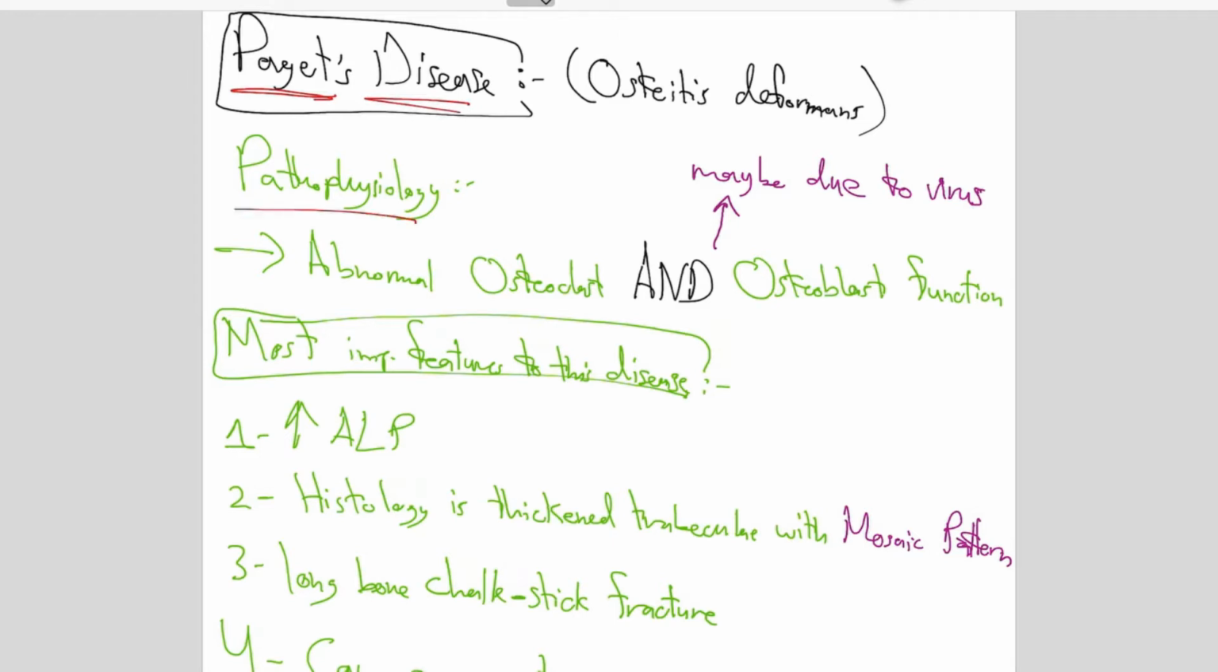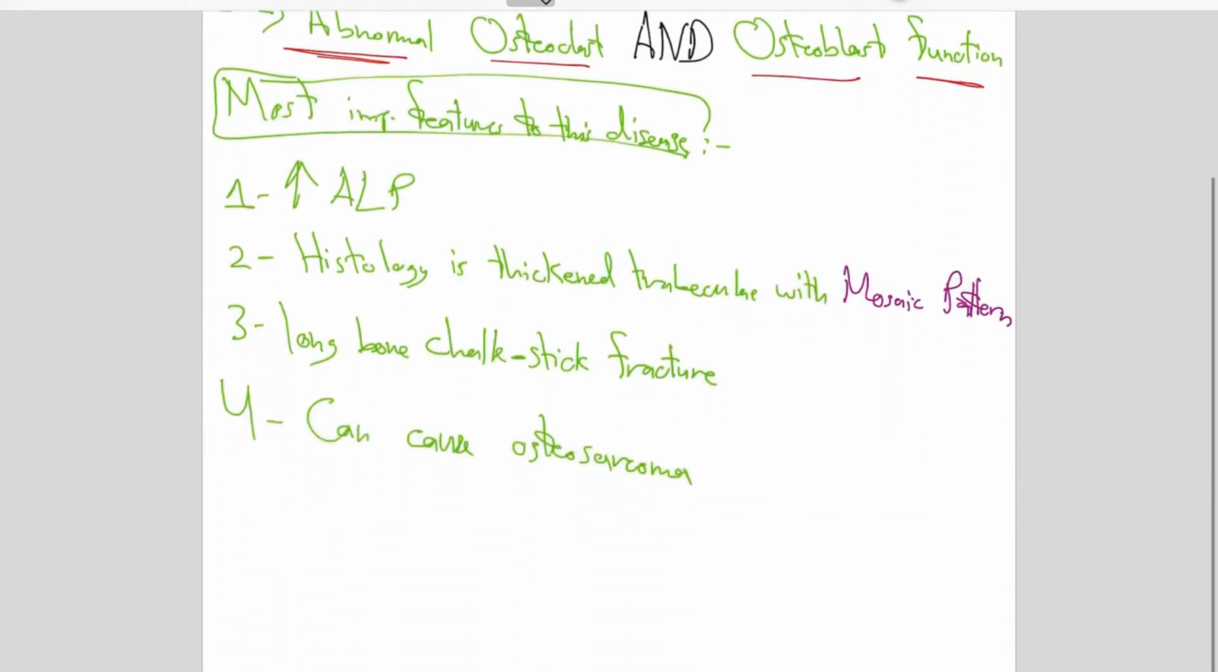Now, for the pathophysiology, simply there is an abnormal function of the osteoblasts and osteoclasts. It is theorized that it is caused by a virus, but nothing is confirmed. So it's not confirmed that it is caused by a virus, but it is theorized. Okay. Now, for the most important features.